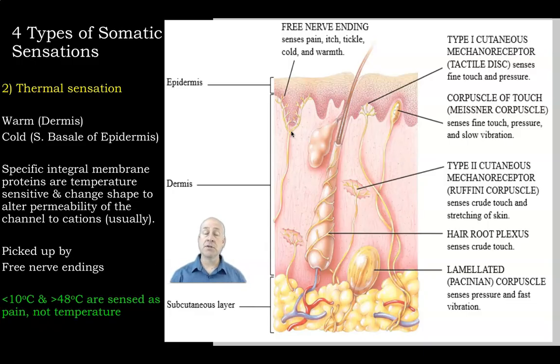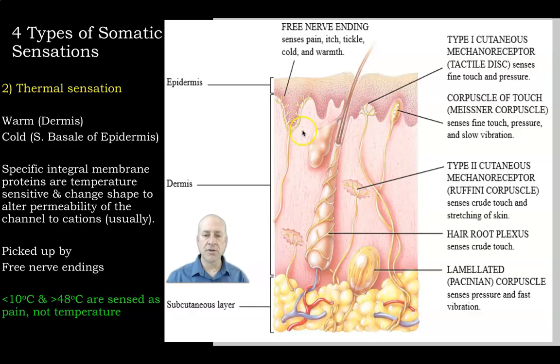Okay? And there's special proteins in there that expand in heat and contract in cold, like everything else in the world expands when it gets warm and contracts when it gets cold. And that's going to be a case of free nerve endings, and those proteins in there, special integral membrane proteins, will change shape, and when they do, they will allow for transduction, opening and closing channels to sense really cold and really hot. All right. So the warm is handled a little deeper in the dermis, and the cold is handled a little more superficially in the epidermis, the stratum basale.